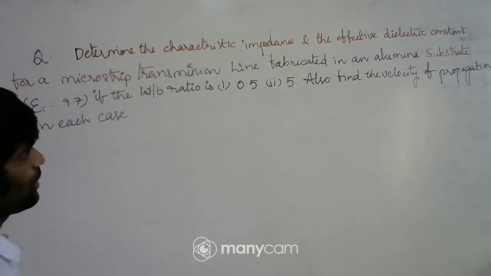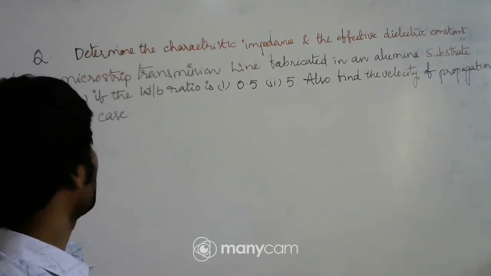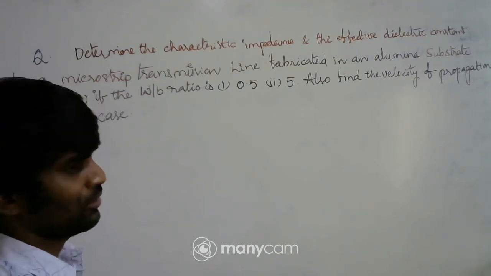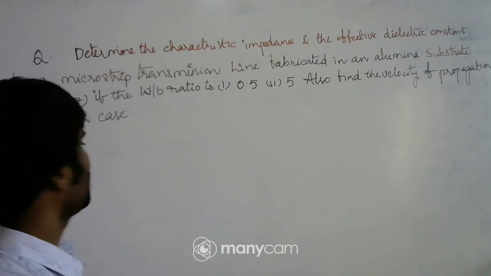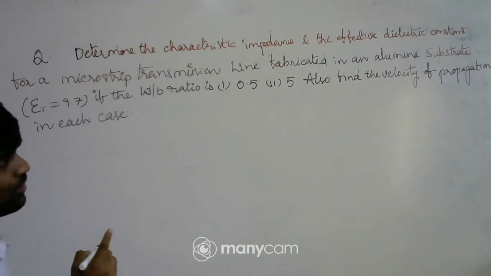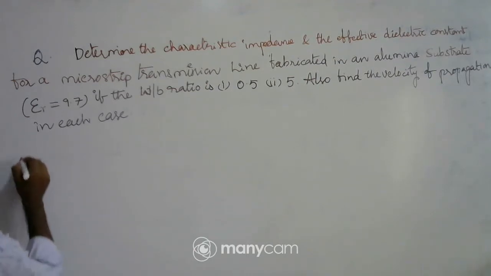This is the question. Determine the characteristic impedance and the effective dielectric constant for a microstrip transmission line fabricated in an alumina substrate. Epsilon r is equal to 9.7. If the W by B ratio is 0.5 in the first case and 5 in the second case, also find the velocity of propagation in each case. Here we have two cases, 0.5 and 5 W by B ratios. Okay, write down the solution.